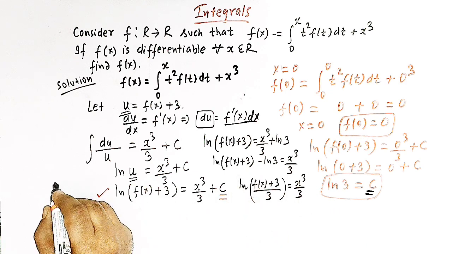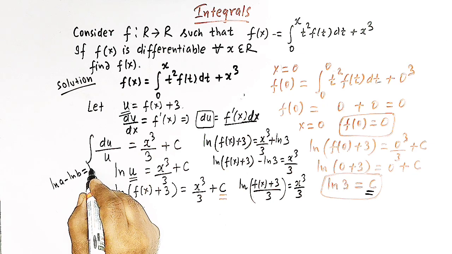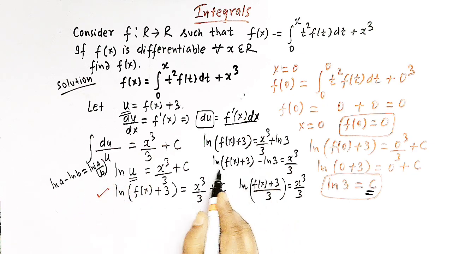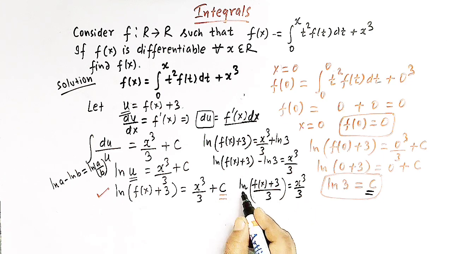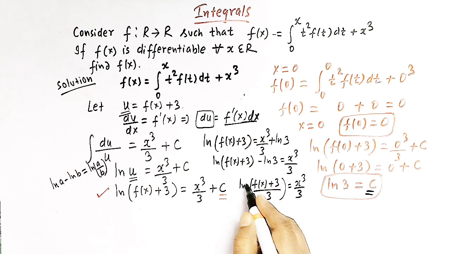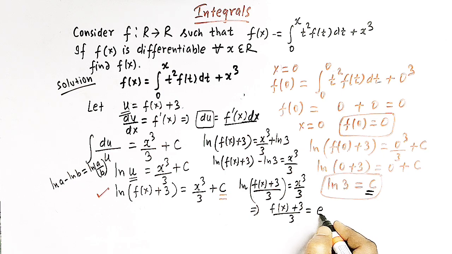So here we have applied this rule, that is natural log of a minus natural log of b is equal to natural log of a over b. So using the properties of logarithms, we have now this expression. So now natural log of f of x plus 3 over 3 is equal to x cube over 3. So now removing this natural log, we can now write f of x plus 3 over 3 is equal to e raised to x cube over 3.